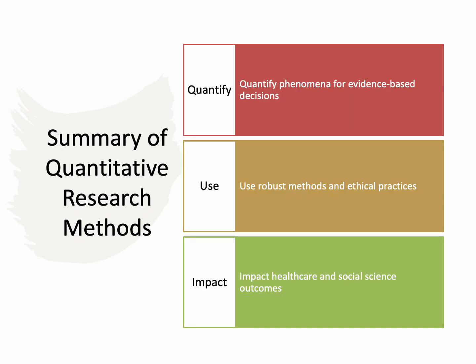As we conclude our lecture on quantitative research methods for healthcare management and social sciences, let's summarize key points to consolidate your understanding. Quantitative methods quantify phenomena, such as patient outcomes or social inequalities, using numerical data to test hypotheses and inform evidence-based decisions. Robust methods, including experimental, quasi-experimental, and observational designs, ensure reliable findings through structured approaches.